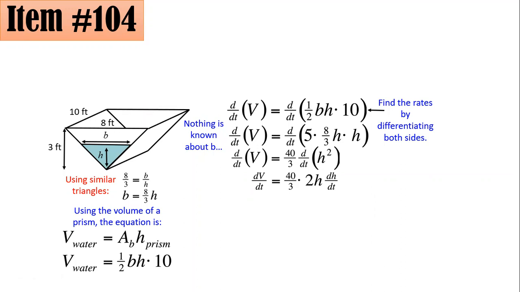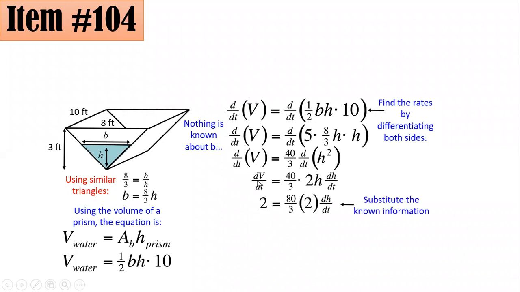The derivative of this, on the left hand, again, we differentiate with respect to time both sides. That's why we have dV/dt equals 40/3 times the derivative of h squared, which is 2h, times dH/dt, which is the derivative of the height with respect to time. dV/dt is the rate of change of your volume, and dH/dt is the rate of change of your height.